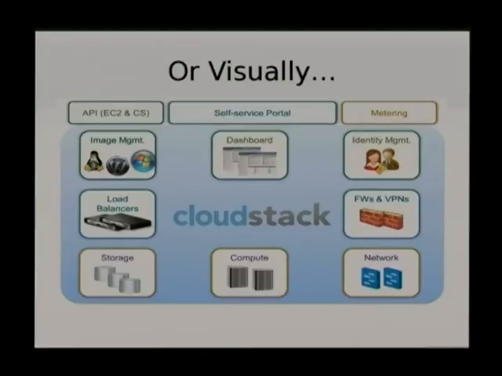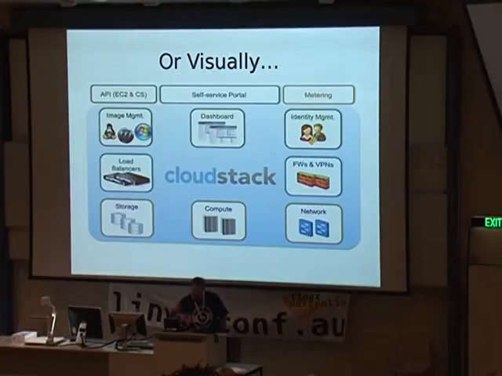This is sort of a representation of everything that's in CloudStack. We have the API, both the native CloudStack API and the EC2 S3 API, Amazon translation layer. There's a self-service portal, metering, dashboard, image management, all these good things.